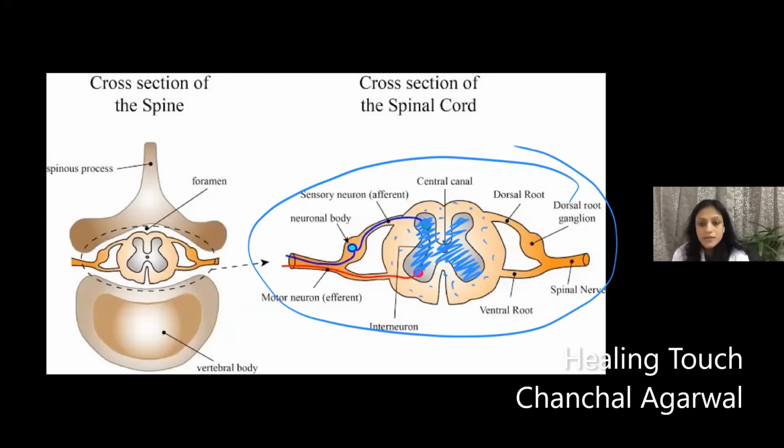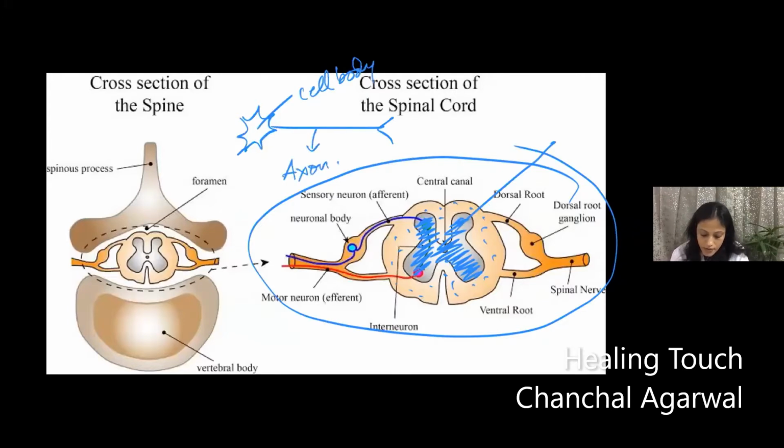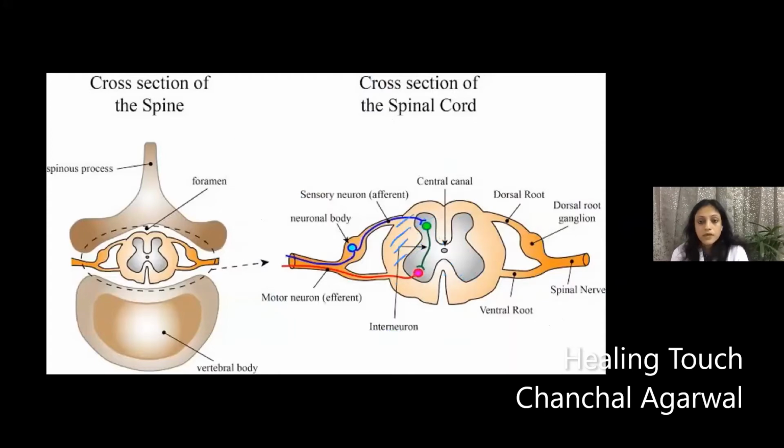So white matter is an area where mainly axons are present, and the darker area is the area where the cell body is present. So in the last class we discussed the neuron and its structure. So this is the cell body, and this long structure is the axon. So axon is mainly present in the white part. Here axons are present, and in the dark part all the cell bodies are present, and that is why it looks darker, the gray area.